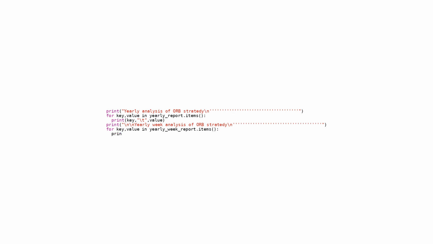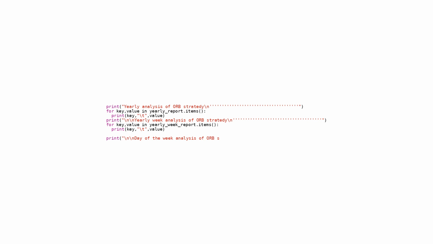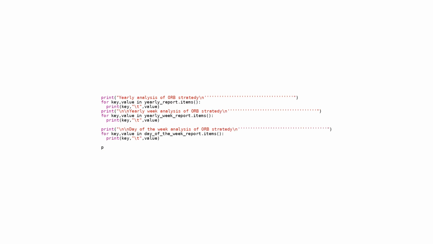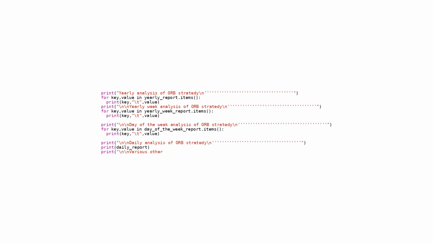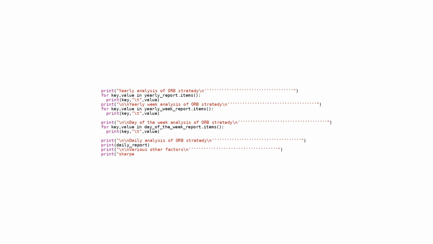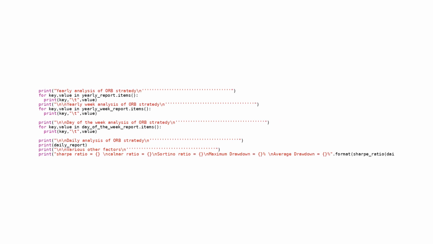This code conducts a thorough analysis of the performance of the ORB (opening range breakout) strategy on different time frames. Here's an overview of the process. The code loops through dictionaries such as yearly report, yearly week report, and day of the week report to display the key value pairs relevant to each analysis. It then presents a daily report of the strategy, potentially summarizing data for each day within a specific period.